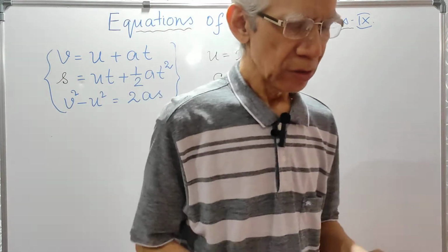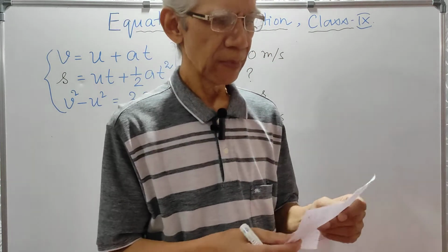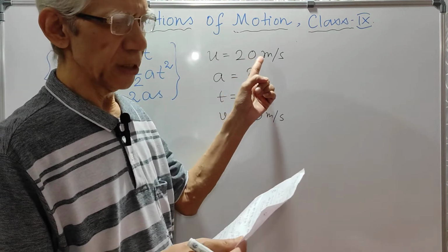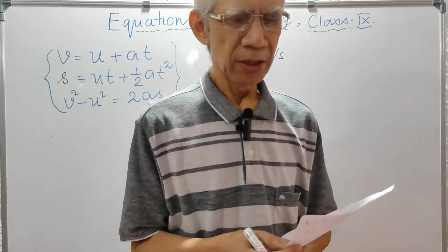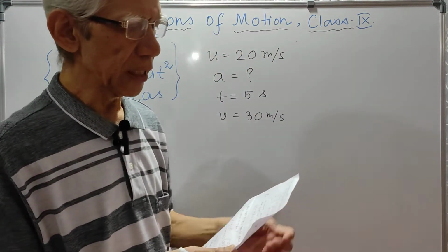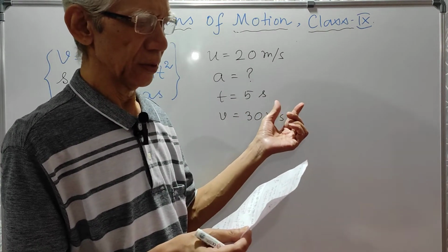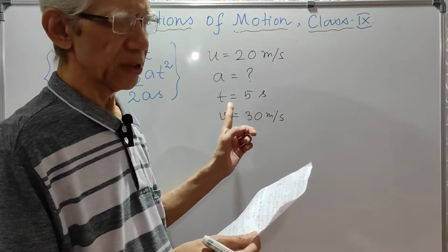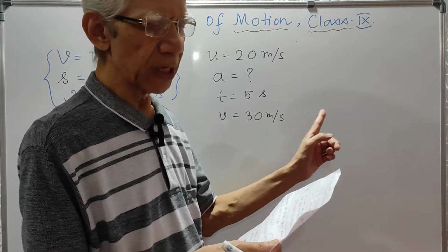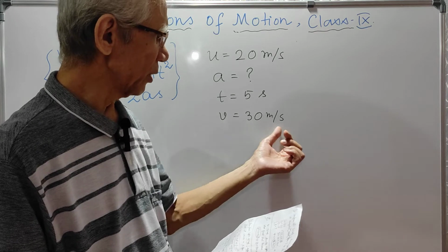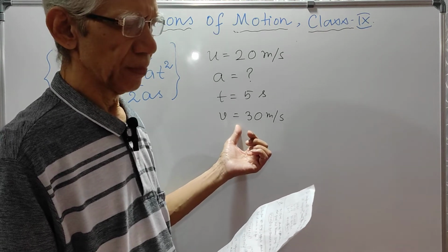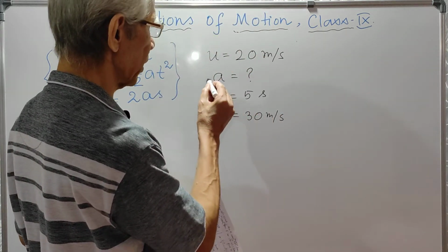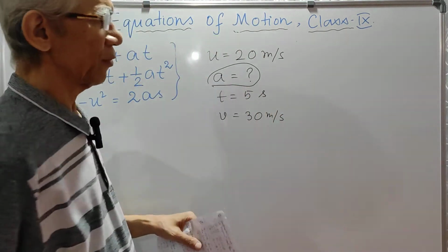Have you followed? From this equation, you will see a body is moving with uniform velocity 20 meter per second, that is u. Due to some constant external force, it acquires an acceleration. That acceleration is not given. And after 5 seconds, so 5 seconds is the time, its velocity becomes 30 meter per second. So 30 meter per second is v. Find the acceleration acquired. So a equal to what? That you have to find out.